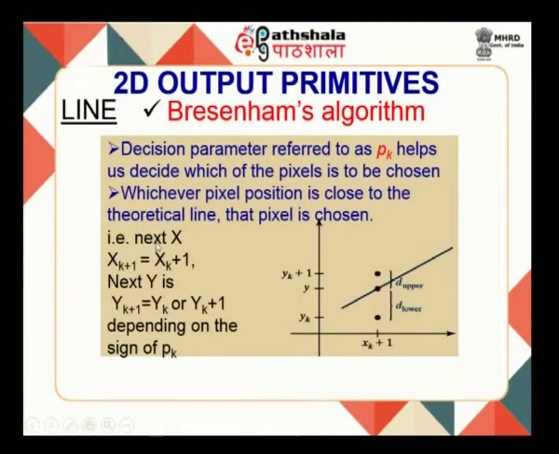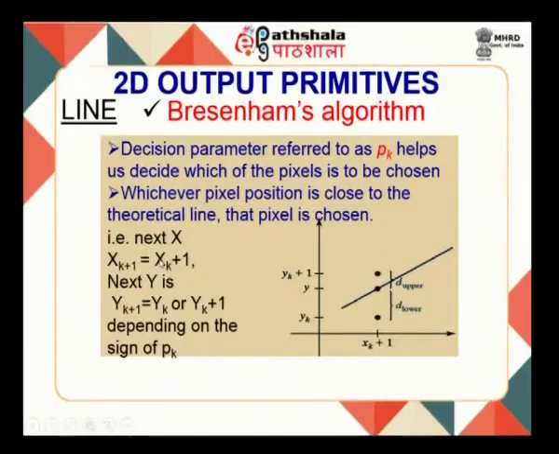The next x here is always indicated with k plus 1 in the suffix, and because we are confident that the line is more inclined towards the x axis, we are going to sample the line along the x axis at unit intervals. So, the next x is nothing but x k plus 1.